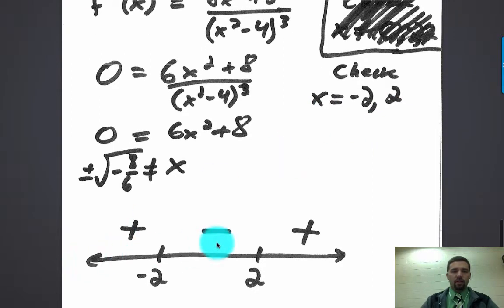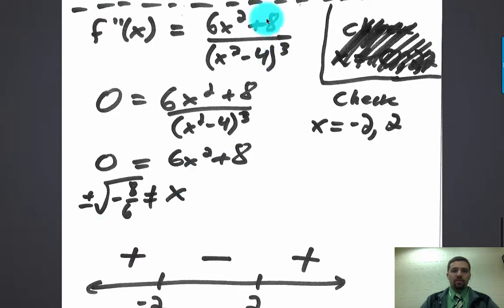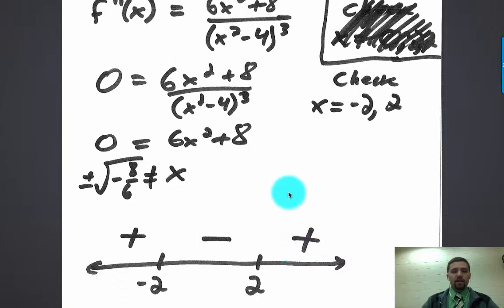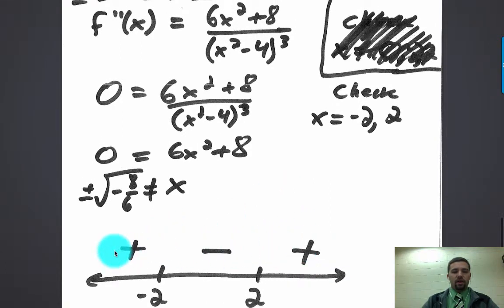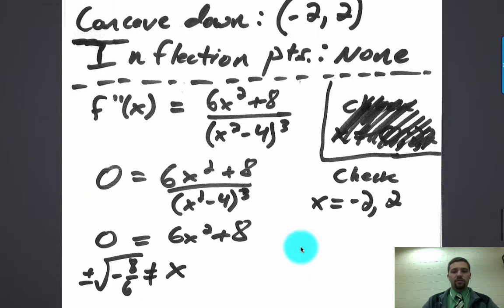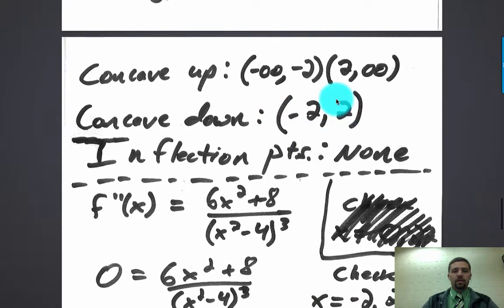Alright, so then I do my little number line thing here. I'm looking at negative 2 and 2, so I'll pick like negative 3. If I plug in negative 3 up here into my original function, I'm going to have 6 times negative 3 squared, that's positive, positive, positive, and positive on the bottom also, so I know I've got a positive number. If I plug in 0, I'm going to have positive over a negative, which is going to be negative, and positive when I plug in like positive 3. You can check if you don't believe me. So what you end up with then is plus minus plus, so concave up to the left of negative 2 and to the right of 2, and then concave down in the middle.